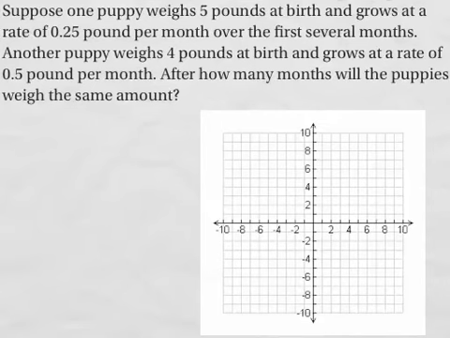This next example says, suppose one puppy weighs 5 pounds at birth and grows at a rate of 0.25 pounds per month over the first several months. Another puppy weighs 4 pounds at birth and grows at a rate of 0.5 pounds per month. After how many months will the puppies weigh the same amount?